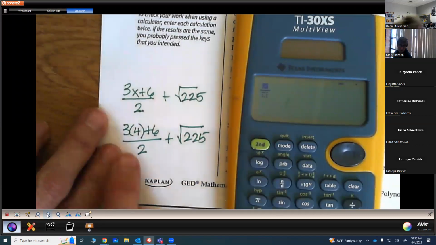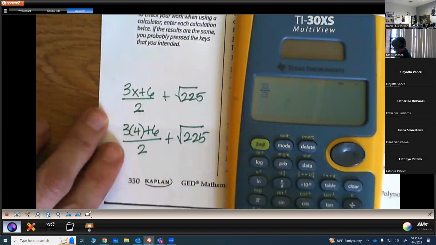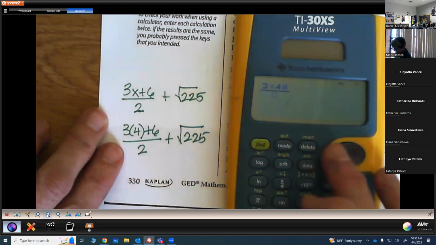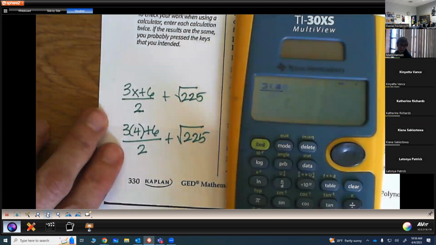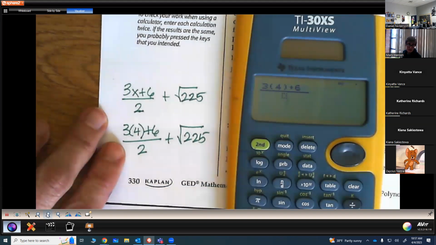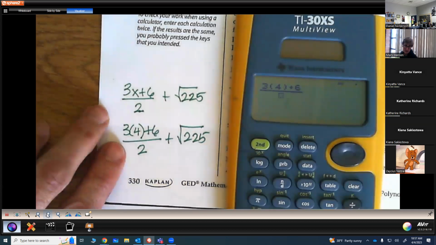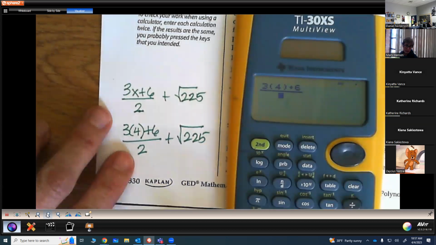And I put 3 parentheses 4. We know that means 3 times 4. And actually, you can enter it as 3 times 4, or you can enter it as 3 parentheses 4, and it will know to multiply. So on the top of that fraction, you can either put 3 parentheses 4 plus 6, or you can put 3 times 4 plus 6. And then we need to toggle down to the bottom of the fraction. And we put a 2.